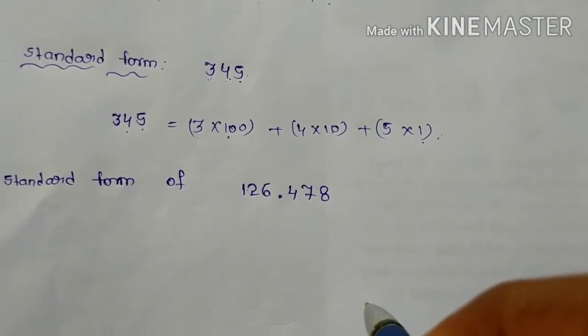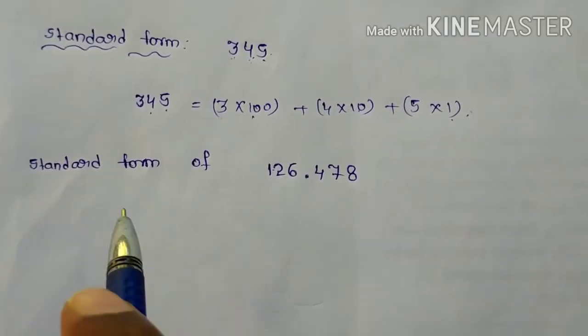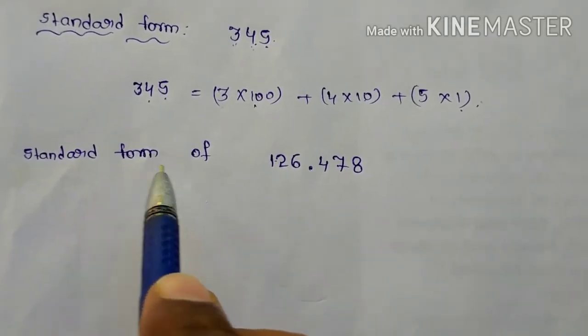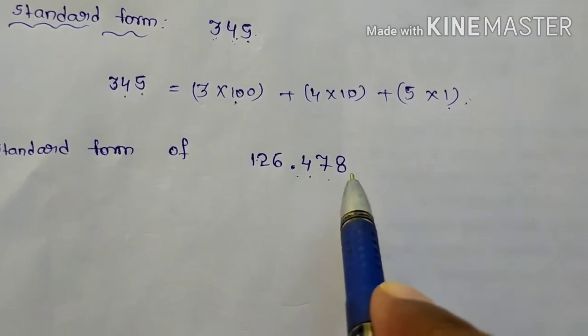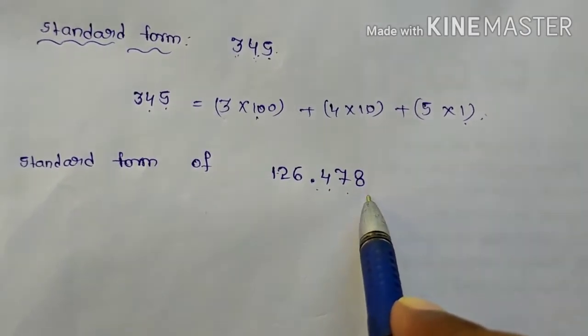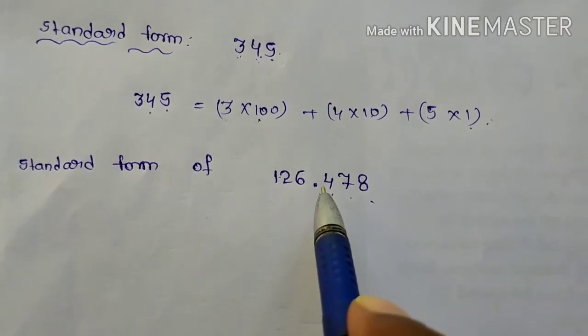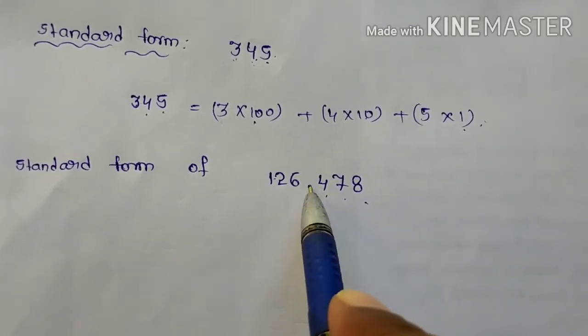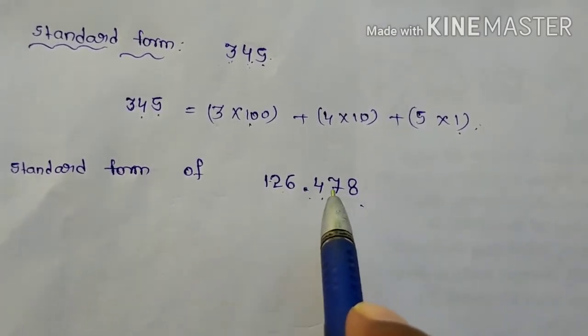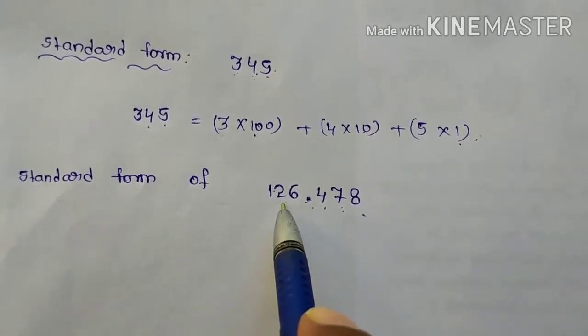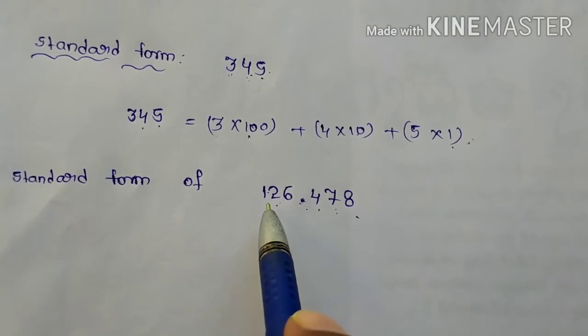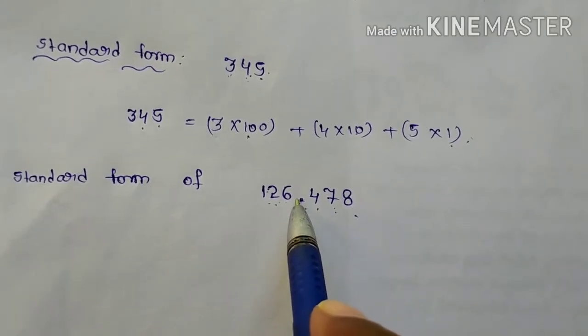If I am giving any decimal number, how can you represent it? You can say standard form of 126.478. This is a decimal number or not? Yes, you can see it. See, this decimal point separates the number into two parts. The left side part of your decimal point is called the integral part. That means here 126 is the integral part.